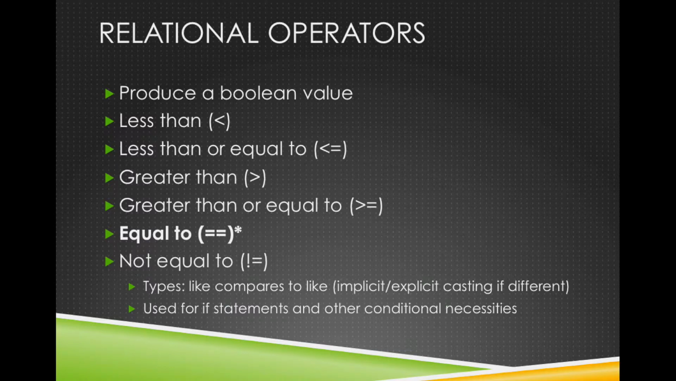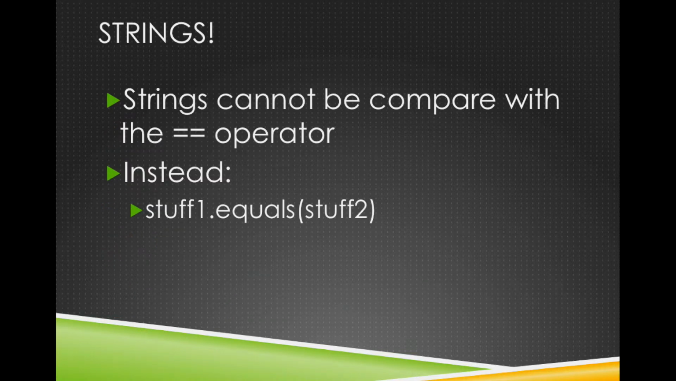You have relational operators. These will produce booleans. They will take the two numbers on either side and produce a boolean. You can't have this in a long string of comparisons. Note that equal to is a double equal sign. It can compare like types, or types that can be implicitly cast, or you can explicitly cast the type. Strings cannot be compared with an equal operator. Instead, you have to use this format where stuff1 and stuff2 are both strings, and that will test if it's equal to.